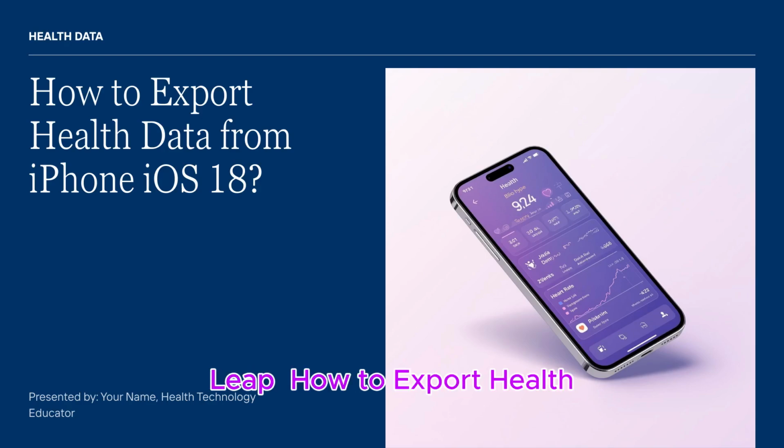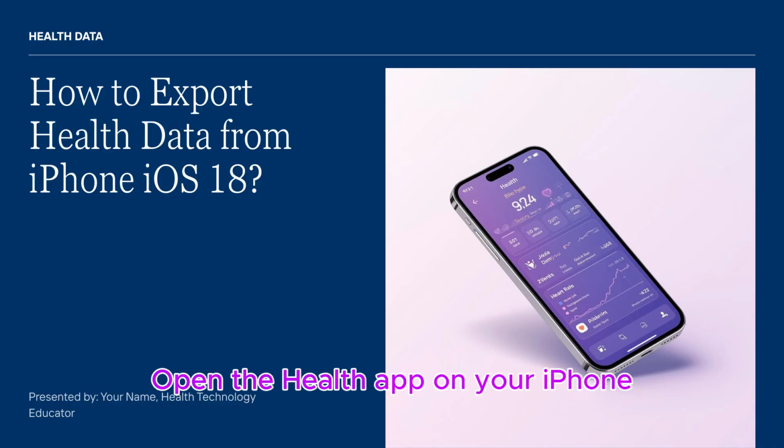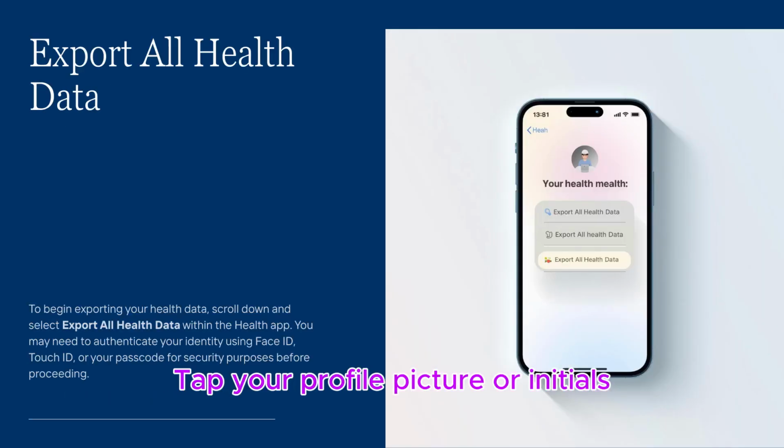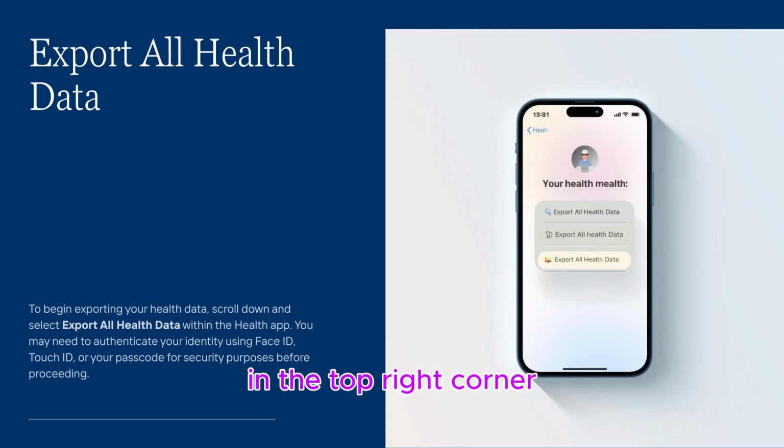You're watching how to export health data from iPhone iOS 18. Open the Health app on your iPhone. Tap your profile picture or initials in the top right corner. Scroll down and select Export All Health Data.